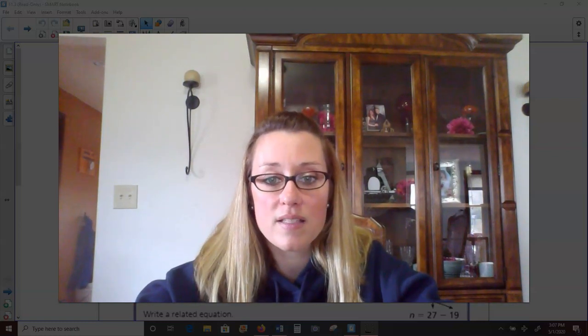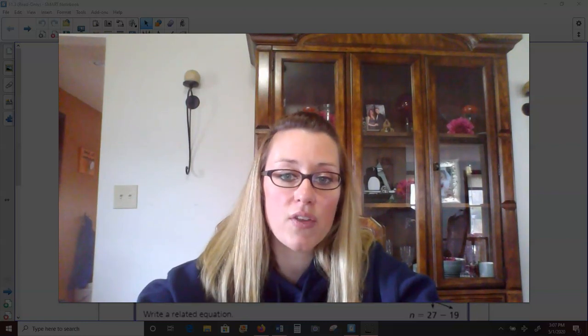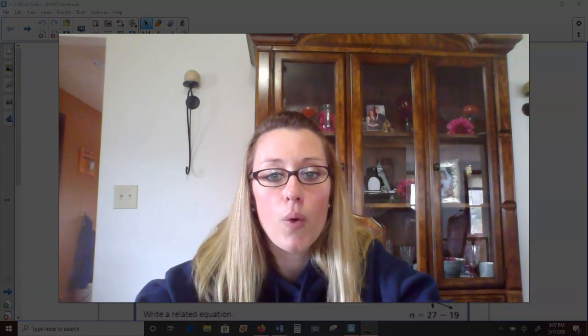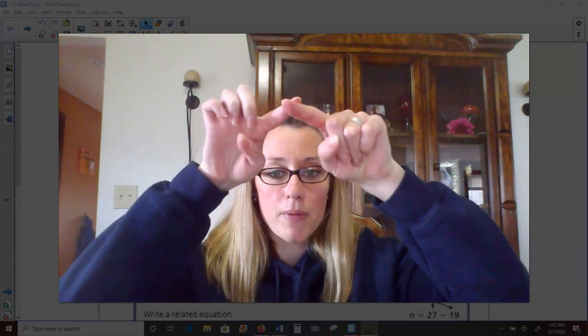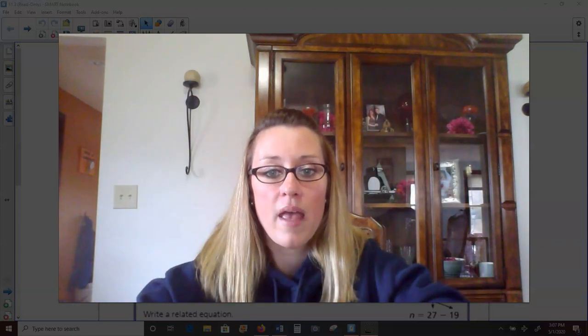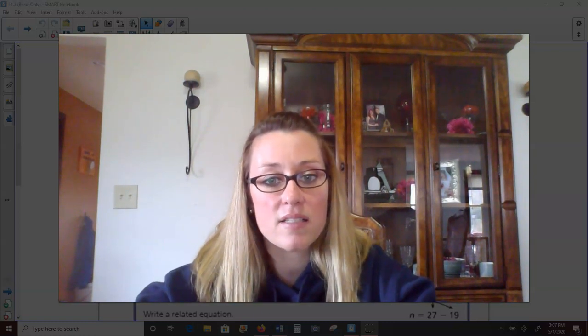We are on lesson 11.3 in math, which starts on page 639. Today's lesson is going to be a continuation of what we've worked on this week so far with perimeter. Remember, perimeter is the distance around a shape, and we find the perimeter by adding up all of the sides.